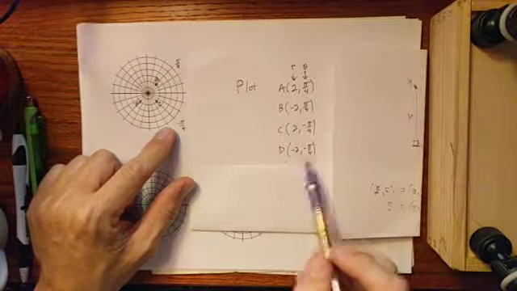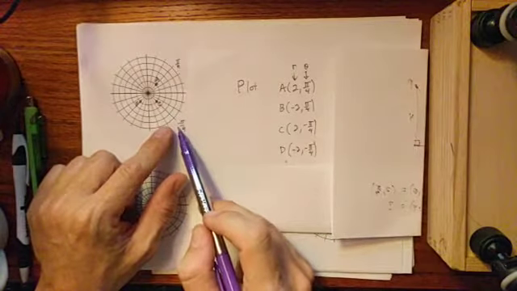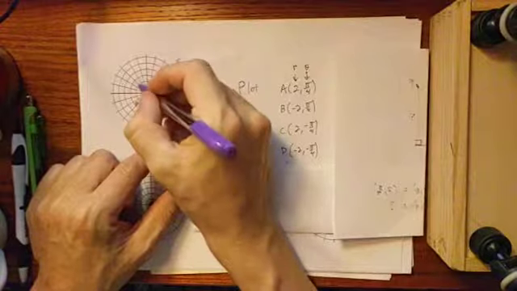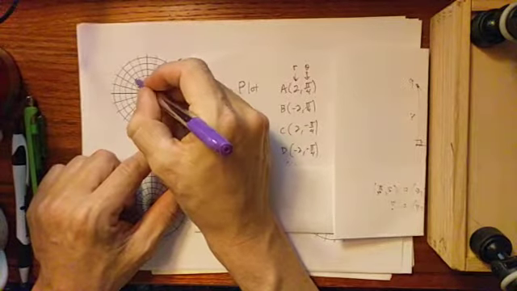And then what happens if they're both negative? Well, you go clockwise with your angle and then 2 units away from that angle. So D would be up here.